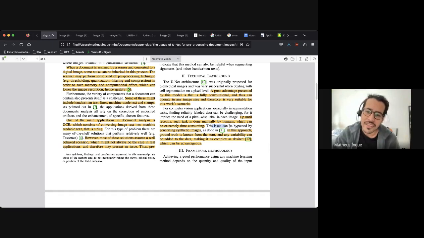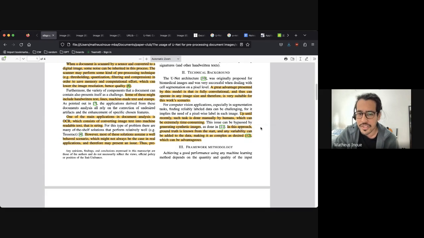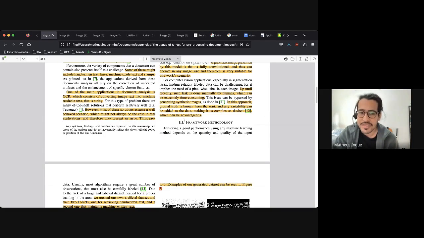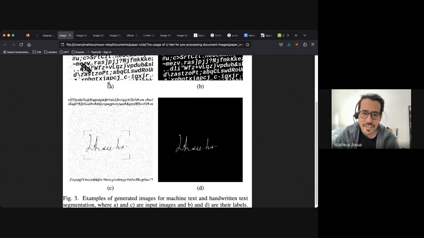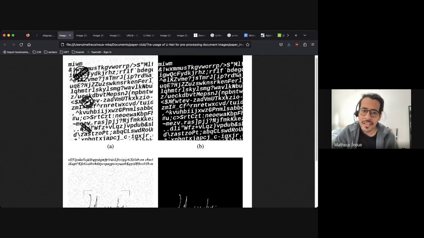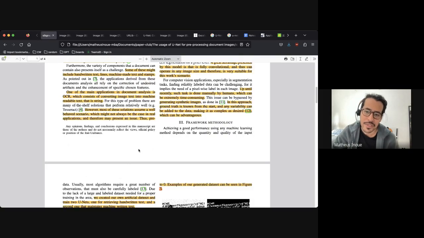And then here they say that this issue can be bypassed by generating synthetic images, as done in this other work. So you generate some synthetic images. And one interesting thing is that since we are generating the images, we know the ground truth text. So it's much easier to evaluate whether the model really got all the text correctly, or mistook some words or some characters, because we have the ground truth, so it's really easy to do this comparison.